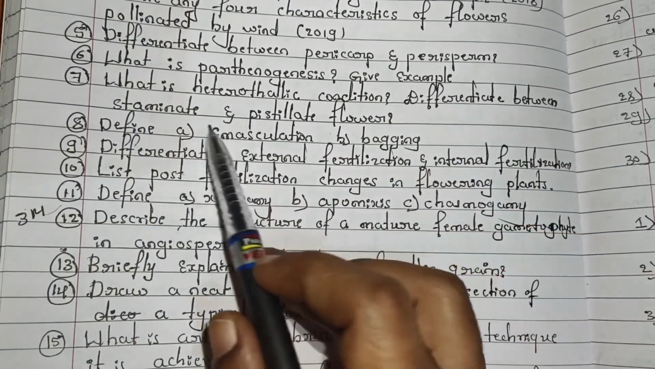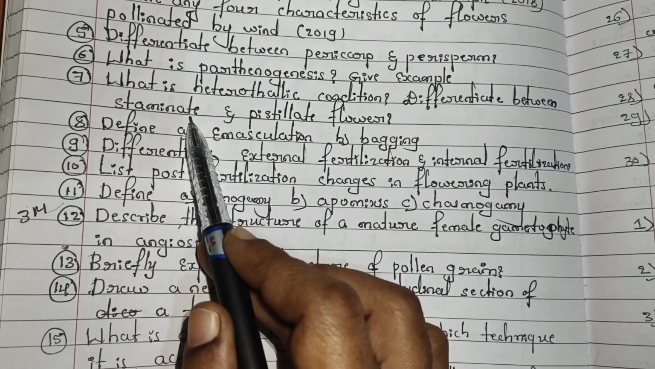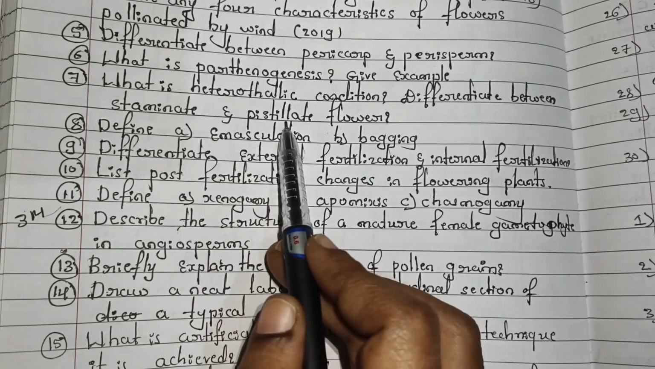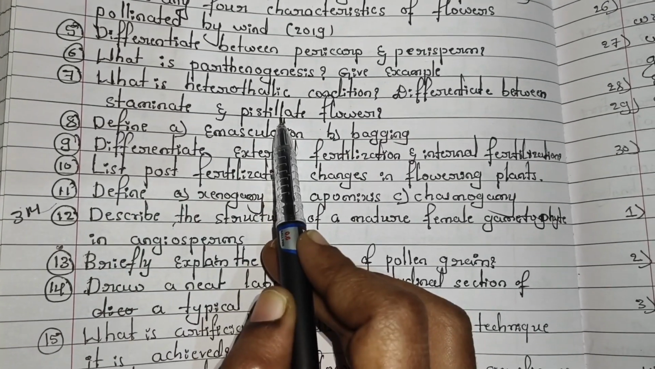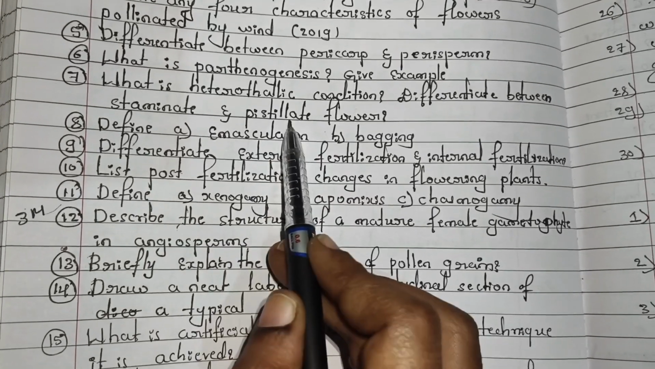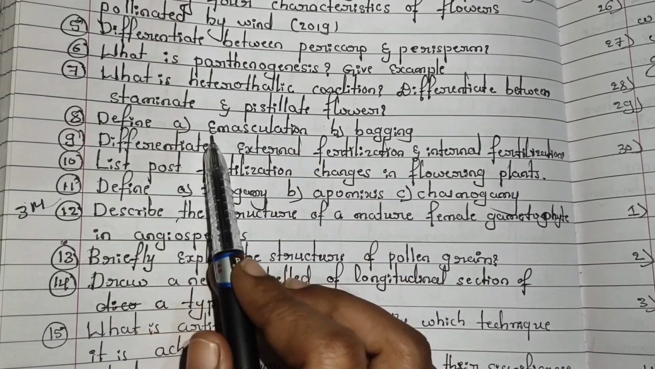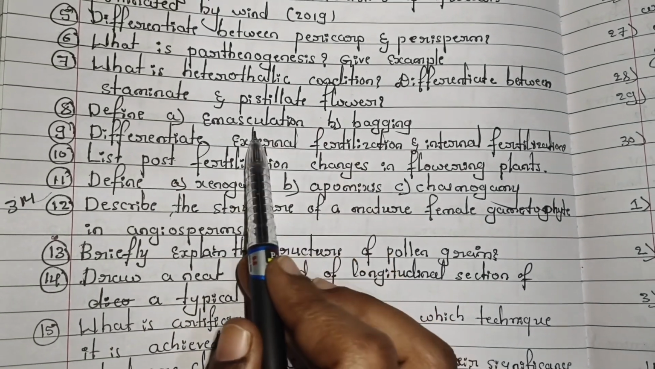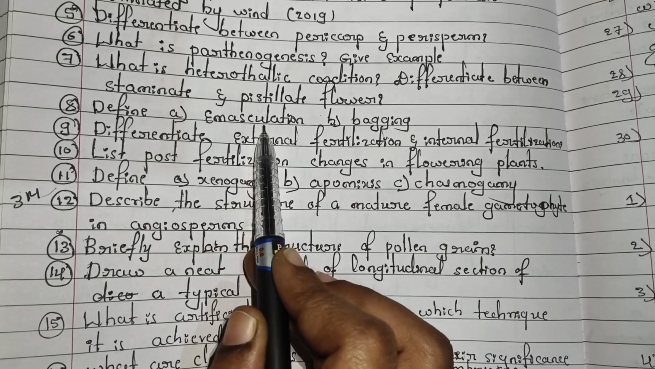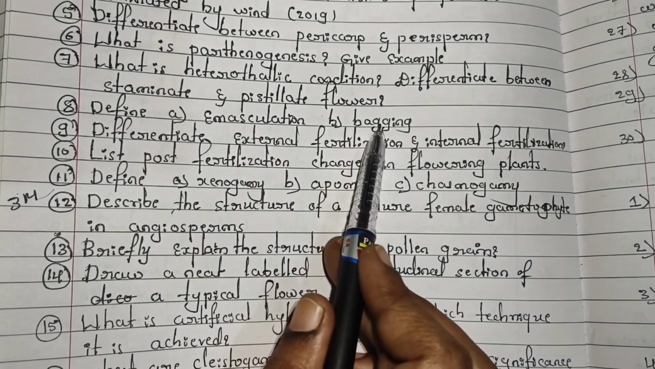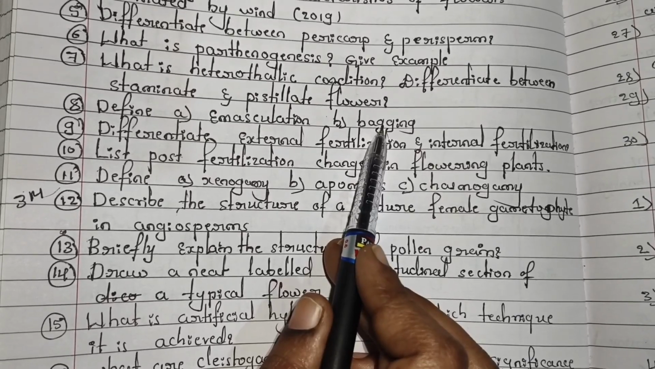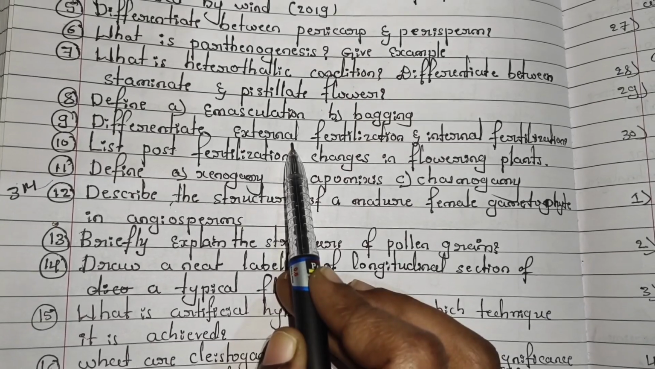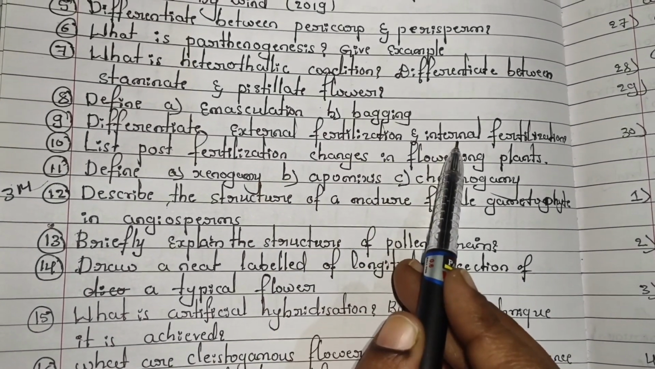Next, differentiate between pistillate and staminate flower. Staminate means the flower which contains the male reproductive structure; we call it a staminate flower. A pistillate flower means the flower which contains only the female reproductive part. Next question: define the following terms, emasculation and bagging. Emasculation means removal of the male reproductive part, for example stamens, and bagging means covering a flower to protect it from contamination.